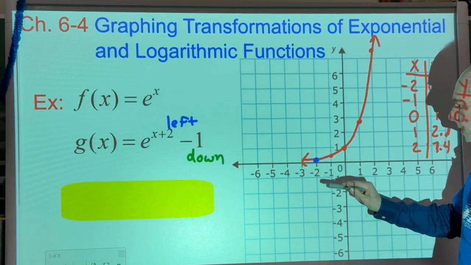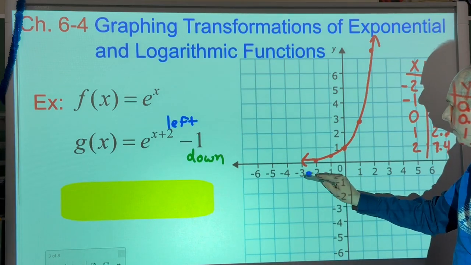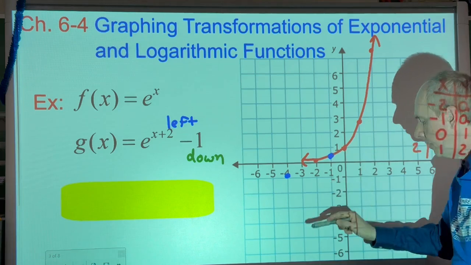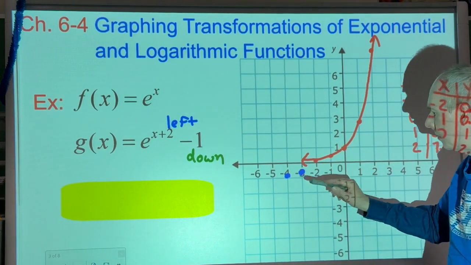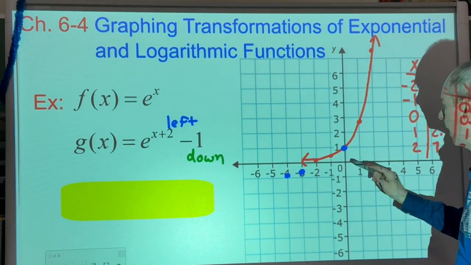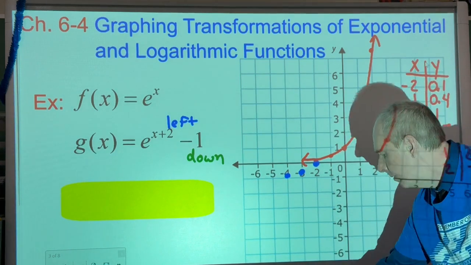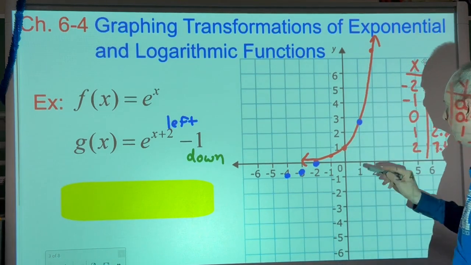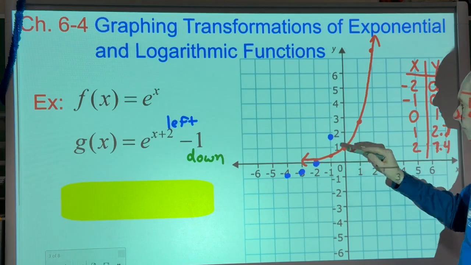Here's a point. Let me take it and go down 1, left 2. There's my new point. Here was the point. Let me go down 1, left 2. There's my new point. Here was a point at 0, 1. I go down 1, left 2. There's my new point.